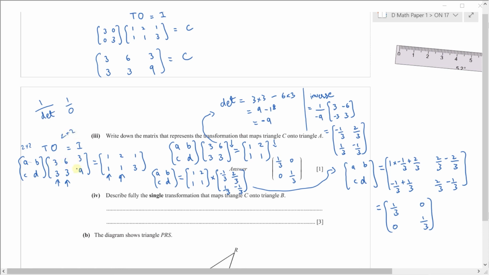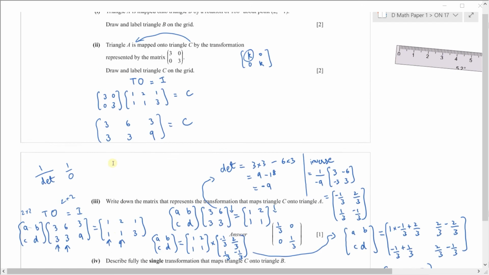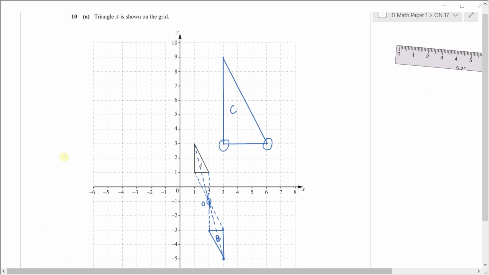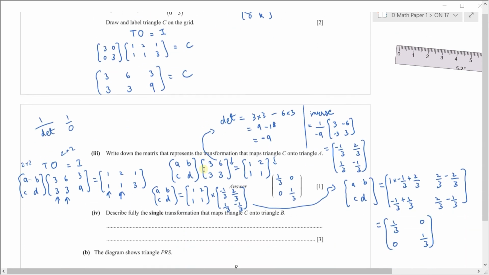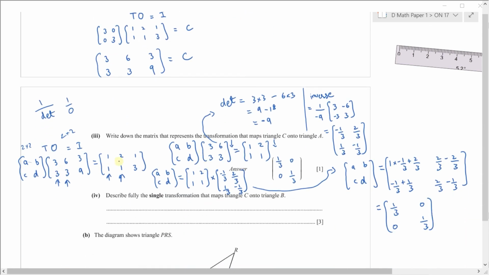So instead of taking all 3 coordinates of triangle C, I picked these 2 pairs and the corresponding 2 pairs. Remember, you have to pick the corresponding pairs. 3, 3 is mapped onto 1, 1. If you look back here, when you move from triangle C to triangle A, this point 3, 3 is mapped onto this point 1, 1 here. So I picked these two from here and these two from here.